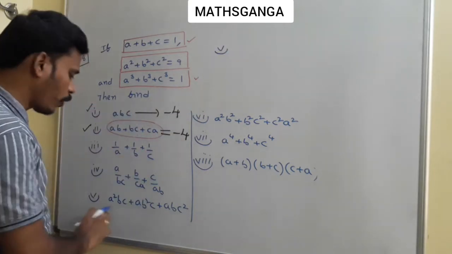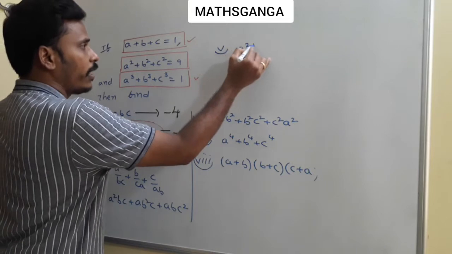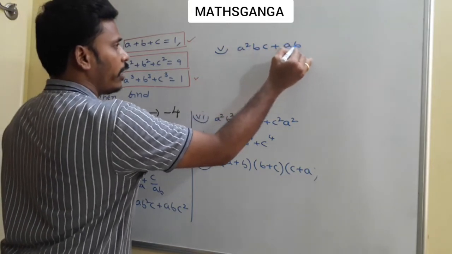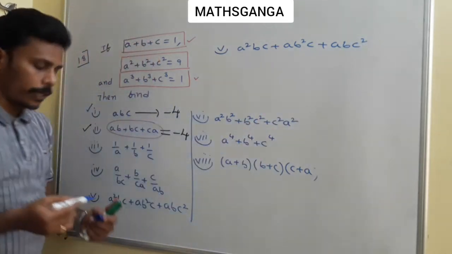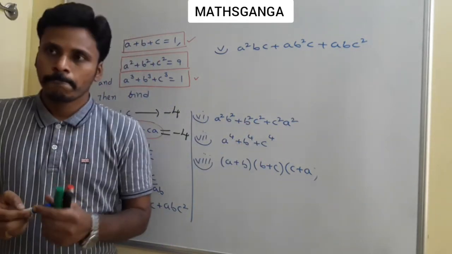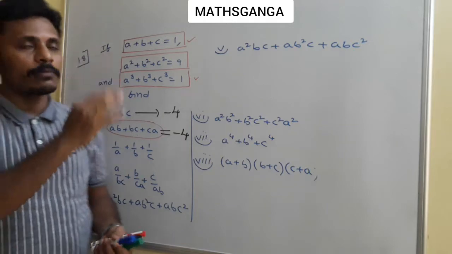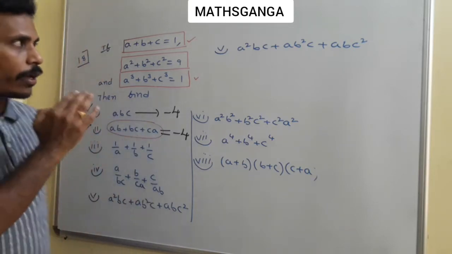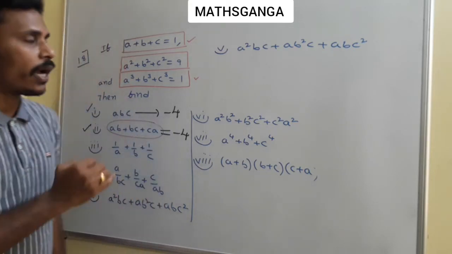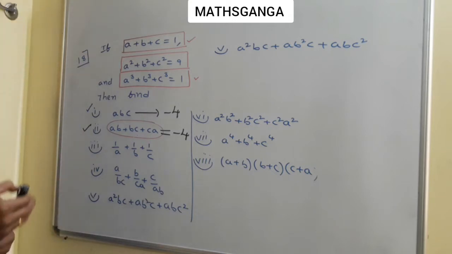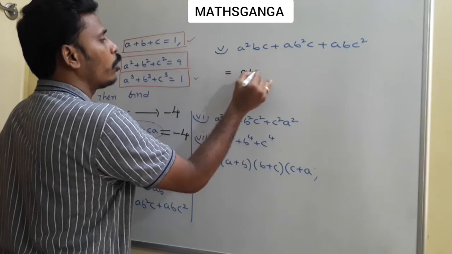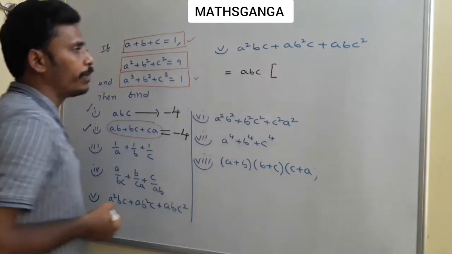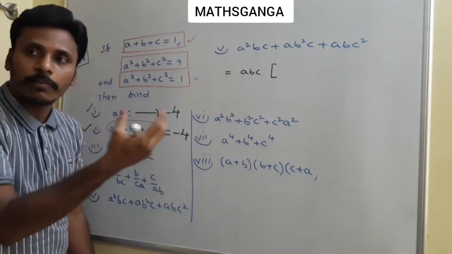And the fifth one is what? The fifth one is a square bc plus a b square c plus a b c square. So what is its particular value? You just observe those three terms involved in this expression: a square bc, a b square c, and a b c square. It is very clear that abc is common in all of them, so you just take out abc from each and every term.